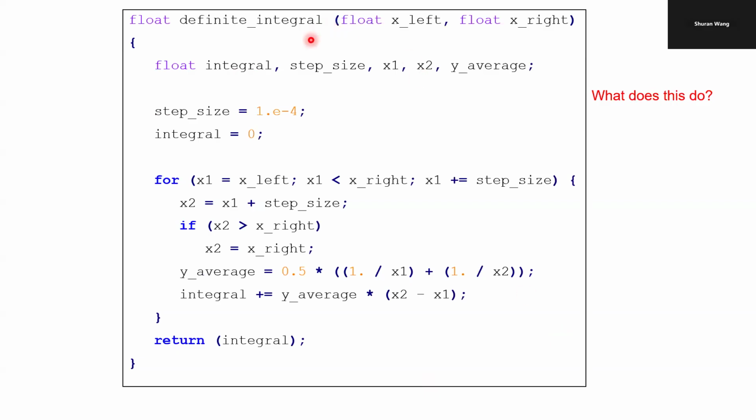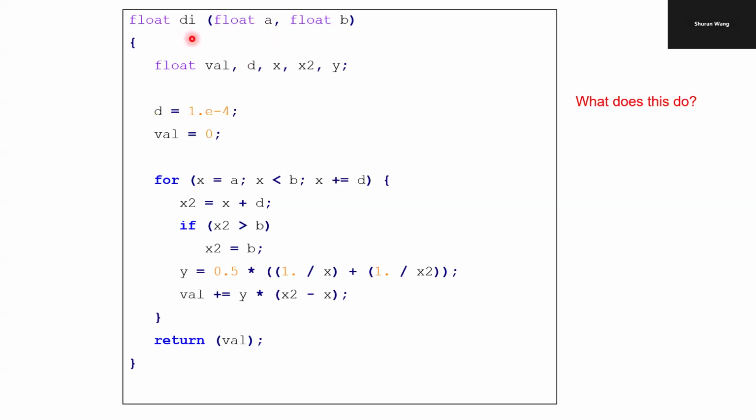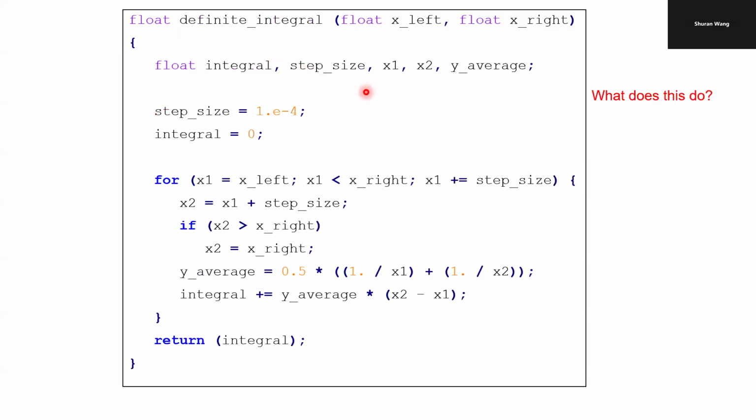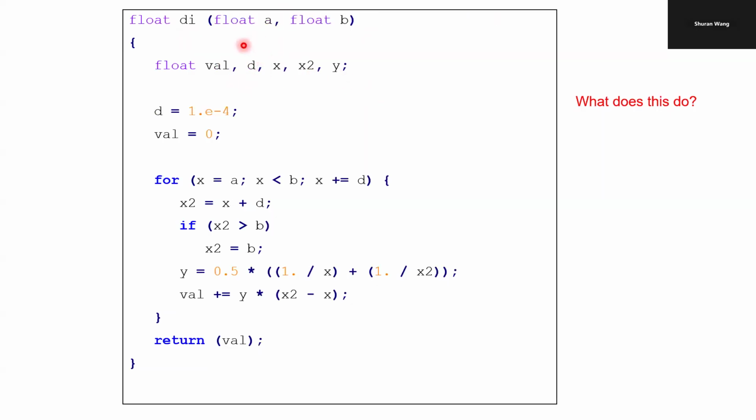For a definite integral, calling it di makes perfect sense. For integral, we integrate from a to b. Makes perfect sense. We give the name value to the final value being returned. Makes perfect sense. We give the name d to the step size. Makes perfect sense in terms of an integral.